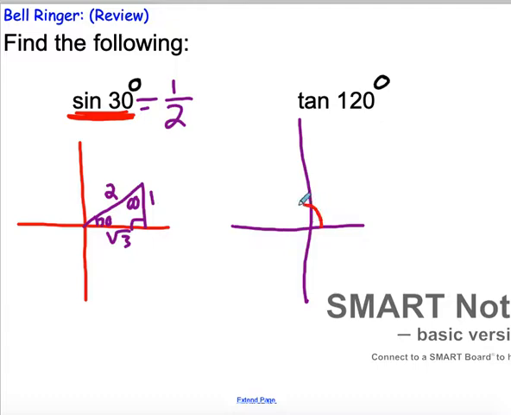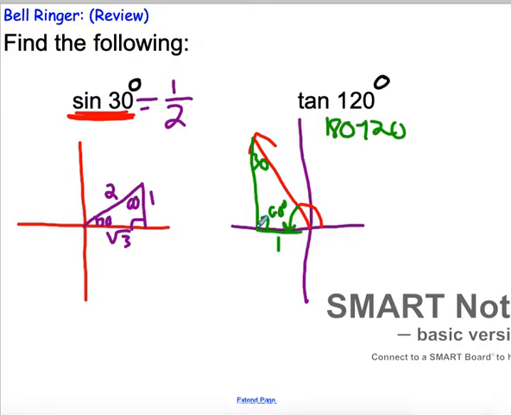Easy enough, 1/2. Tangent of 120, so you go over 90, you go over again, so 30, that's your 120. Now again, we're going to use our reference angle to evaluate. So we have to do 180 minus 120. This is a 60-degree angle, so we draw our triangle. This has to be 90, this has to be 30. Opposite of 30 is 1.